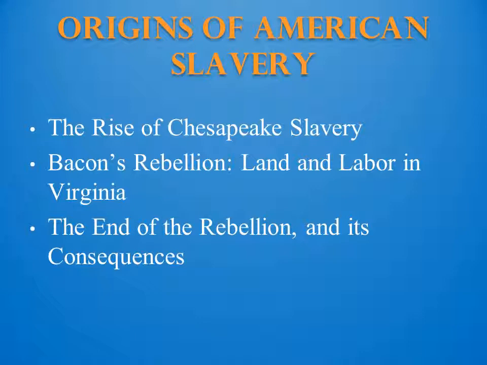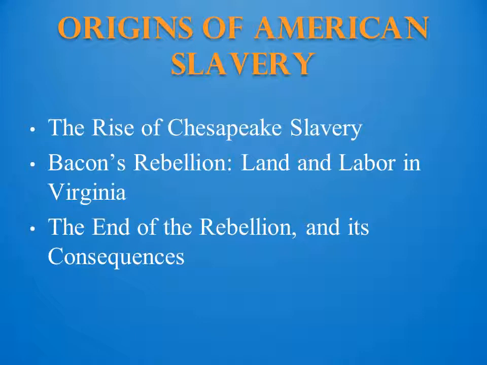And so in 1676, disgruntled frontier whites demanded that Berkeley exterminate or expel frontier Indians in order to make room for white settlers. But the governor, fearing war and profiting from the Indian trade, refused.